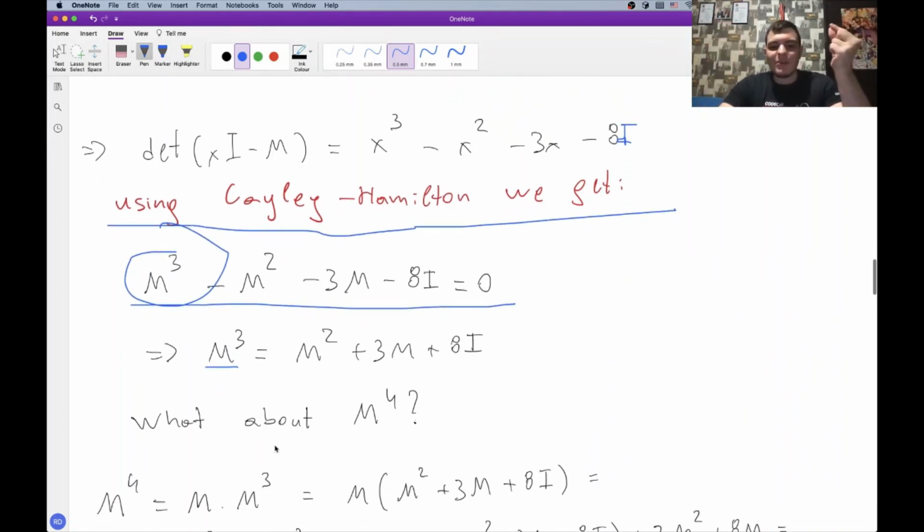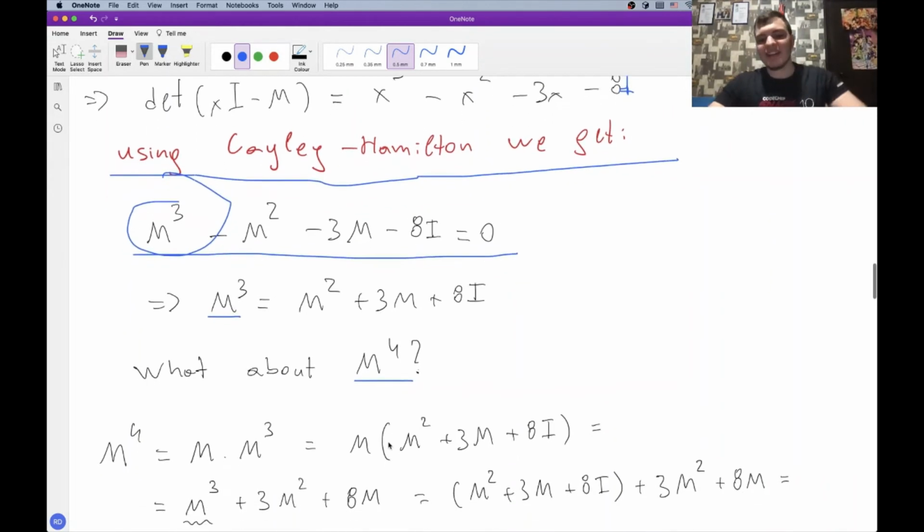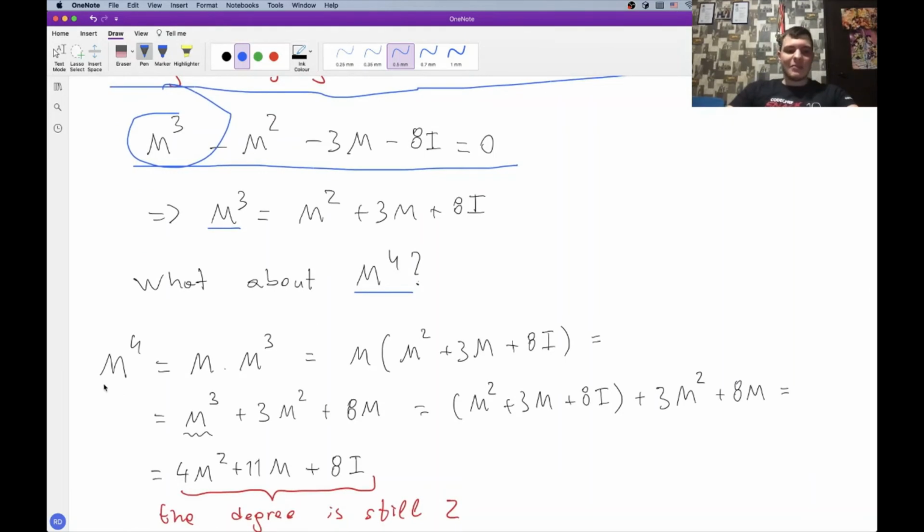But what will happen when we try finding m to the 4th power? Let's work out the details. If we have m to the 4th power, that's equal to m multiplied by m to the 3rd power. But we actually know m to the 3rd power as a polynomial of degree 2. Or in other words, if we apply the definition we already found, we would decrease our degree by 1. Because we express m cube as a polynomial of degree 2, the degree decreases by 1.